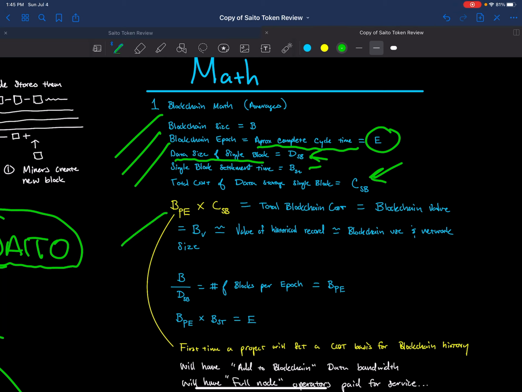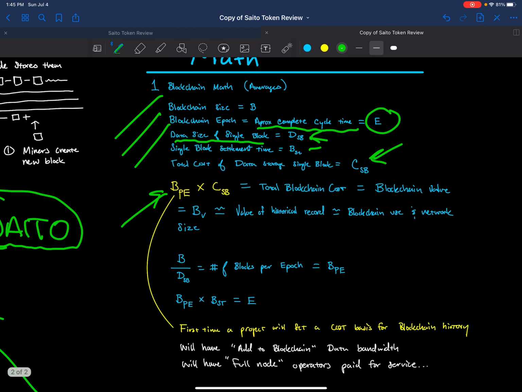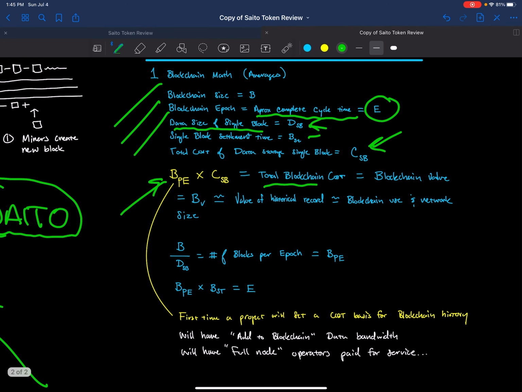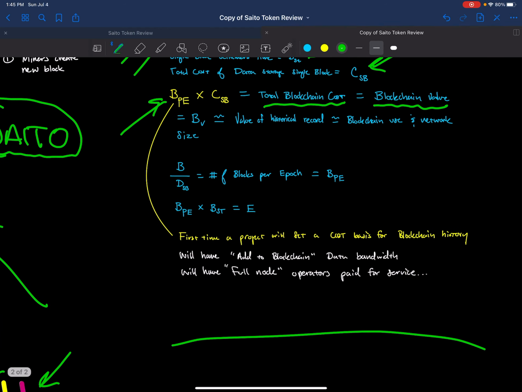So if you have blocks per epoch, which will equal, times the cost of a single block, you'll get the total cost of the blockchain. So blocks per epoch, however many blocks are in a total cycle, times the cost of a single block equals the blockchain value. This is the first time a project will have a set cost basis for the entire blockchain history.